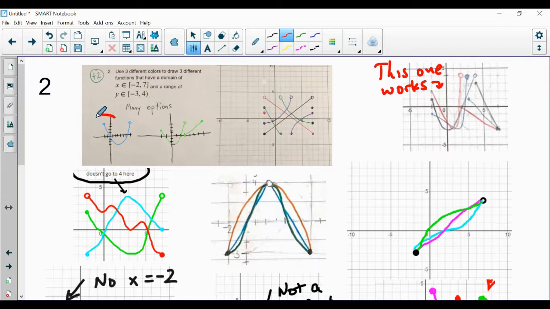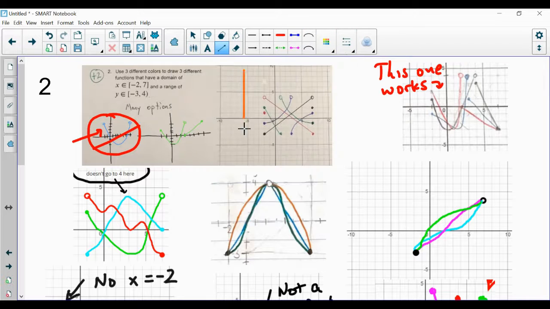and this one actually doesn't work. You have to hit every single value in -2 to 7, and that's why this one doesn't work, because x=2 doesn't get hit. But you have to hit every single x value in -2 to 7, and for the y values you have to hit -3, and then everything all the way up to 4, but not hit 4. And so that's why all of these work.